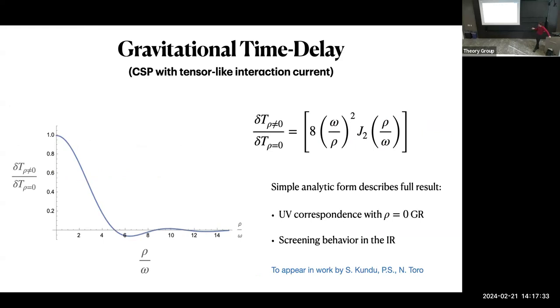So that's shown here: ratio of time delay on the y-axis, rho over the frequency of the radiation on the x-axis. You obtain the usual result, a ratio of one in the UV, and then you go to the IR and you get a screening effect. Again, you can pick your favorite observable and calculate. This is a common theme.